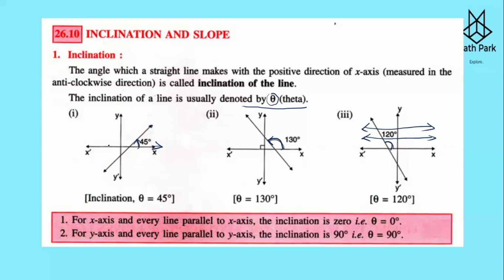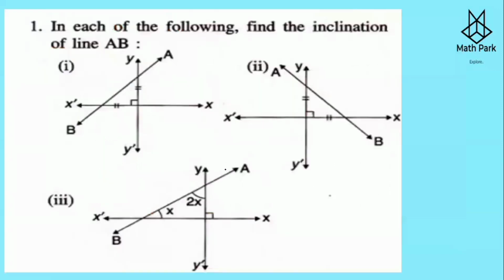Now for a line parallel to the y-axis. If I draw a line parallel to the y-axis, the angle made in the positive direction with the x-axis is 90 degrees. So for the y-axis and every line parallel to the y-axis, the inclination is 90 degrees. Let's start with the exercise.